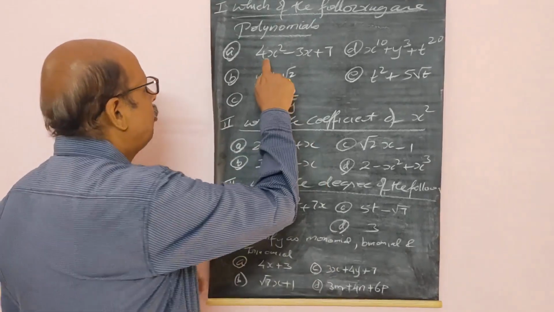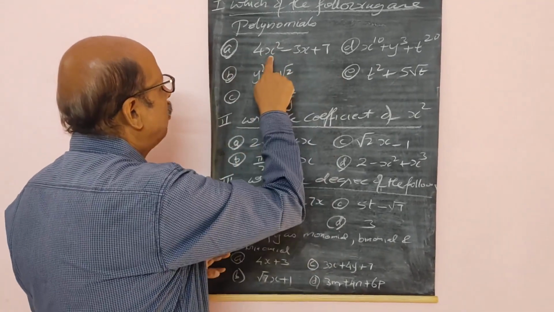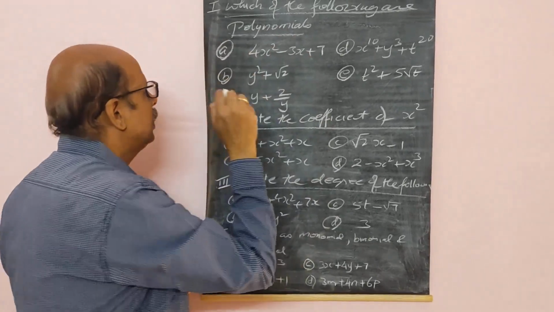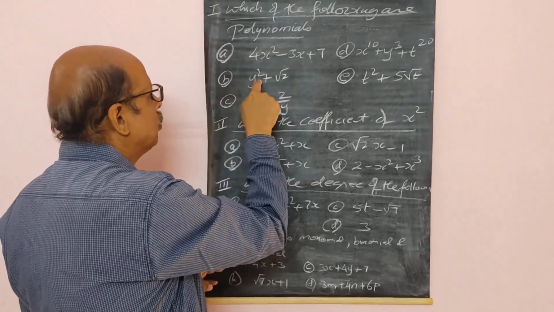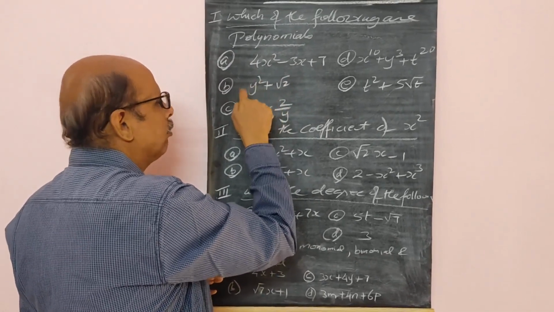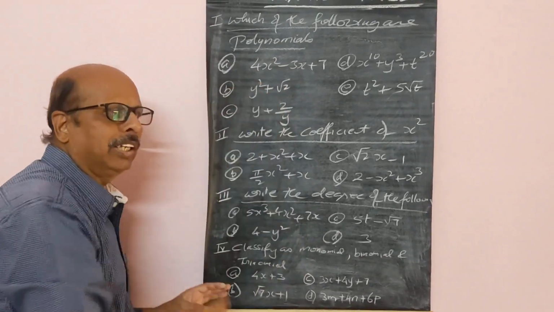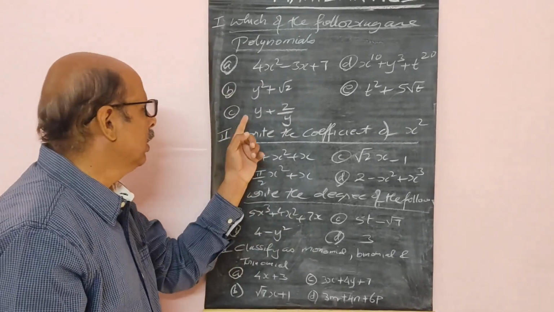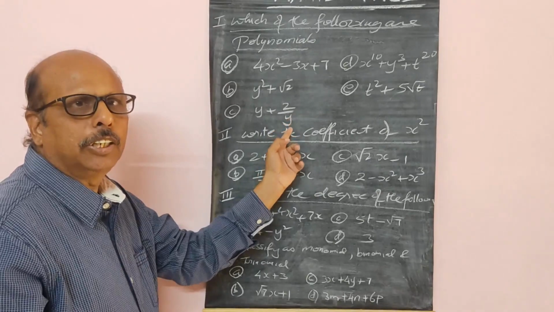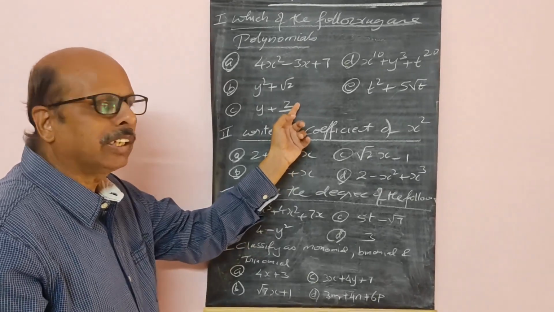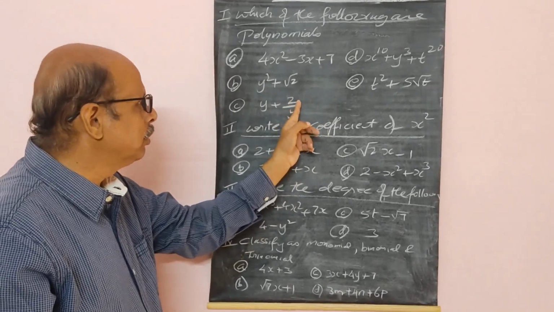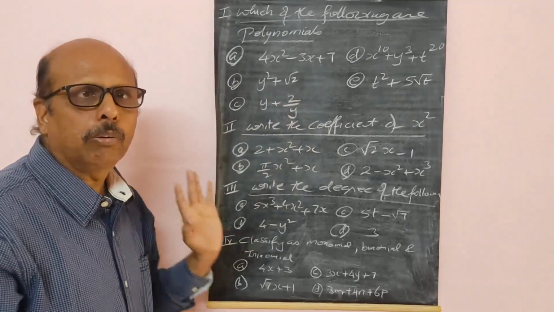This is the first polynomial. The power is a whole number, so it is a polynomial. See this b, y square plus root 2. The power of the variable y is a whole number, so it is a polynomial. Here y plus 2 upon y, y is in the denominator. When it comes to the numerator, it will become y raised to minus 1. The power will become negative, so this is not a polynomial.